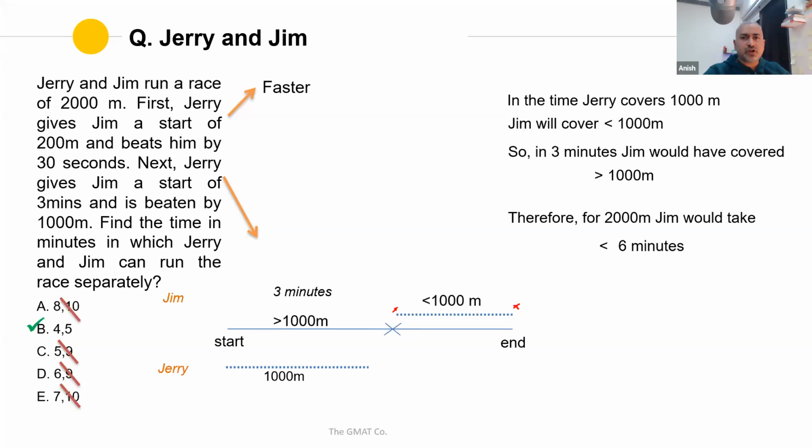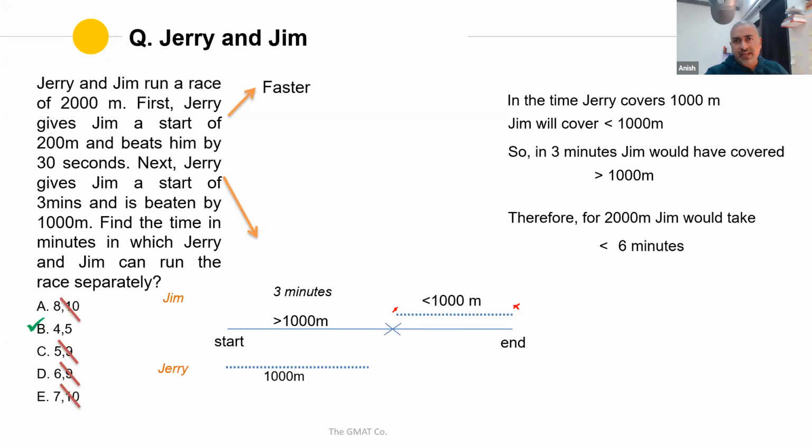No, Jesse, that's not what the initial portion means. Jerry gives Jim a start of 200 meters. So that's the first thing that's happening. Jerry's like, Jim, you go ahead. You start from that 200-meter mark. I'll start from this point. And then there's a gunshot. Then the race starts.